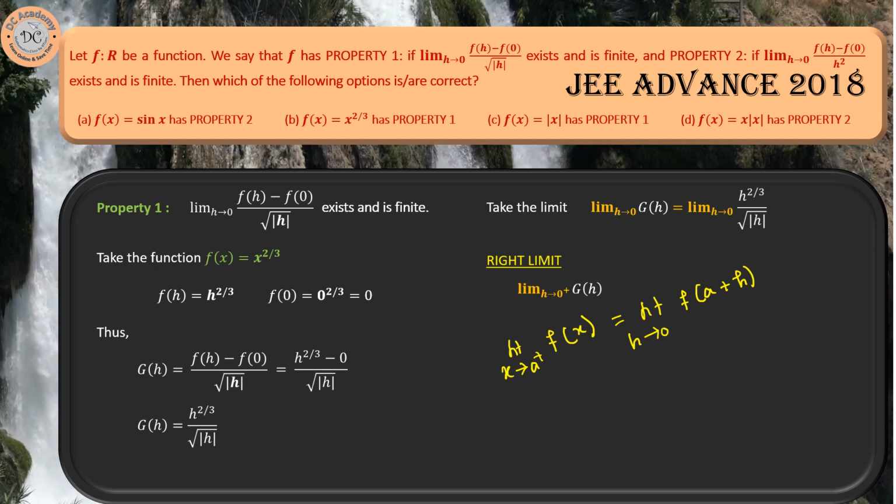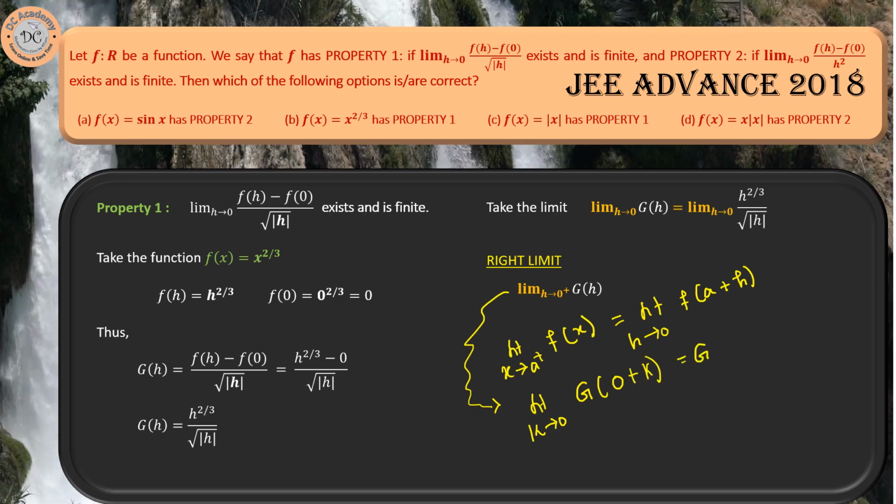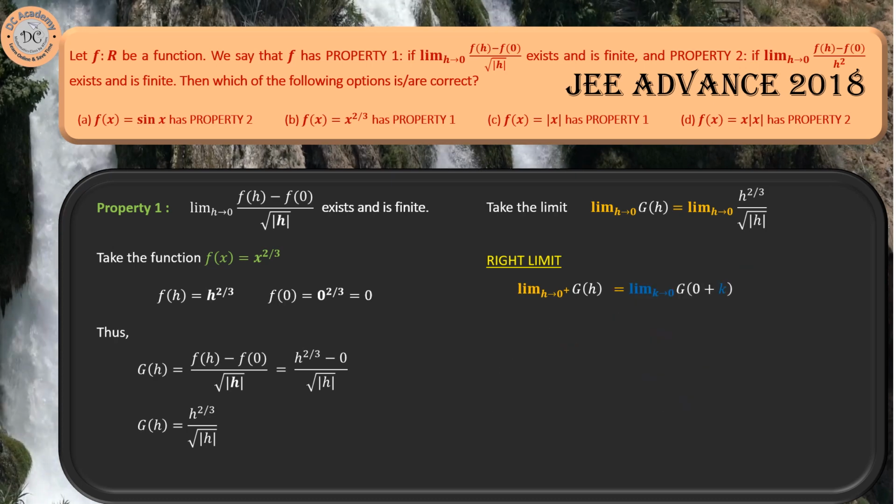So therefore this particular limit can be rewritten as limit, we just redefine another variable k, so k tends to 0, g of 0 plus k, that is g(k). So this limit we need to calculate. Now obviously the limit k tends to 0 applies here. Let's go ahead and write that limit k tends to 0, and here k is greater than 0, always.